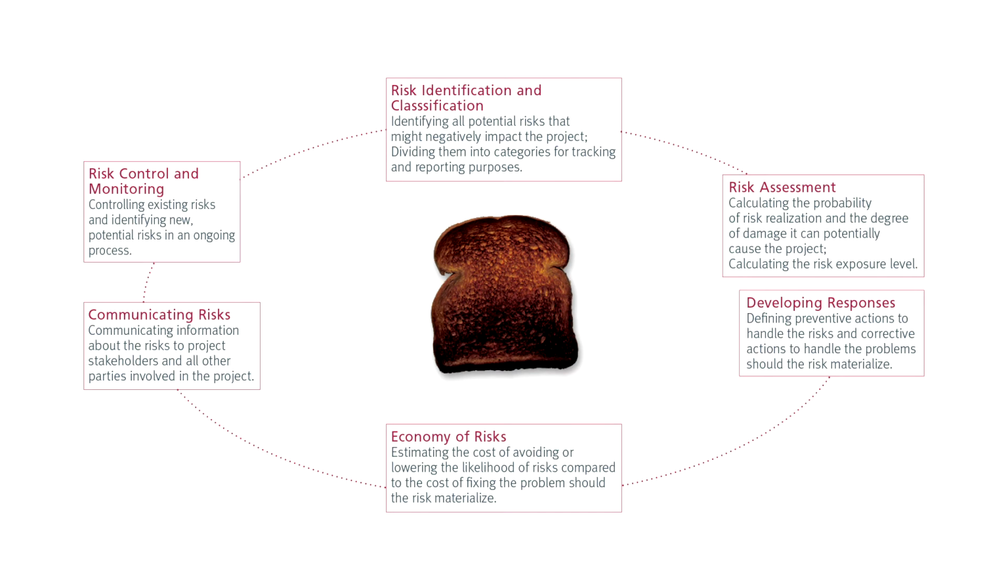The entire risk management process can be illustrated in a circular graph containing 6 stages as shown on the screen. 1. Risk identification and classification. 2. Risk assessment. 3. Developing responses. 4. Economy of risks. 5. Communicating risks. 6. Risk control and monitoring.